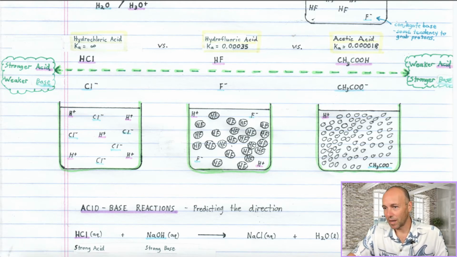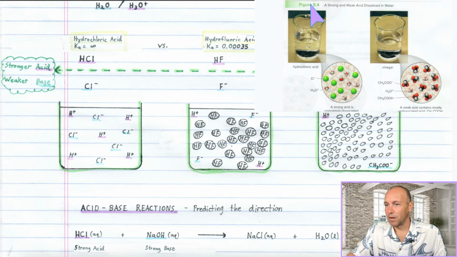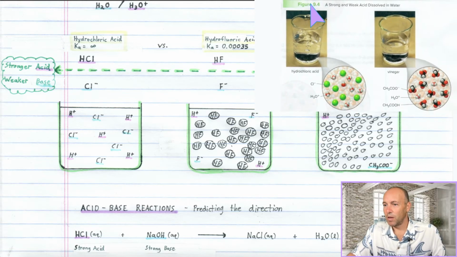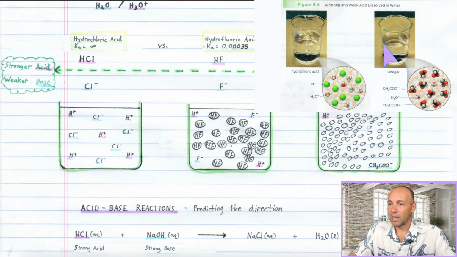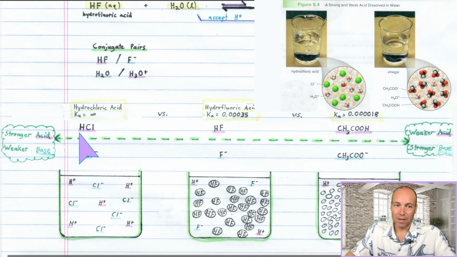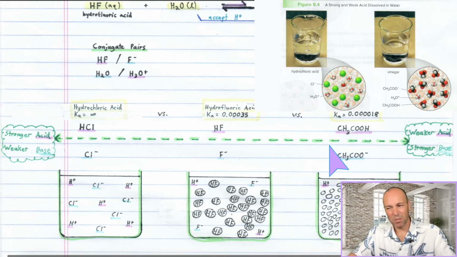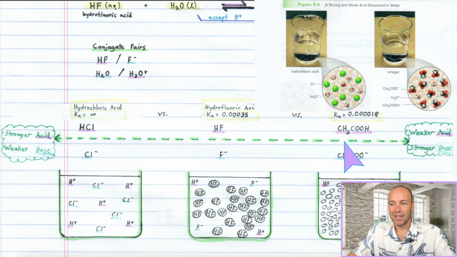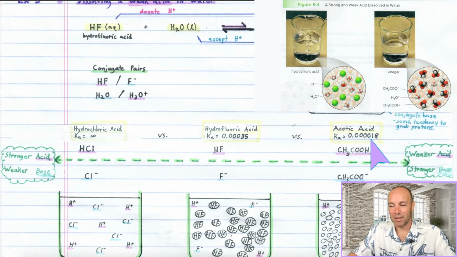Okay, so there's a nice picture in your textbook that compares strong and weak acids. So I'll point that out to you. This is figure 9.4. So here you have solutions of hydrochloric and acetic acid. So that's hydrochloric acid. It's a strong acid. 100% of the molecules ionize, and acetic acid, which is pretty weak. The Ka is 10 to the minus fifth.